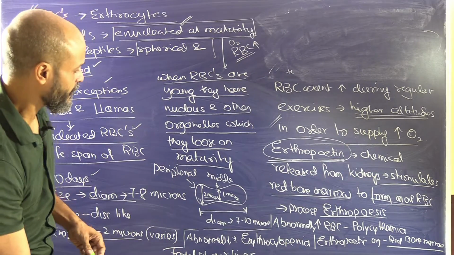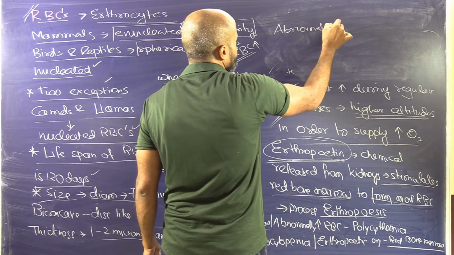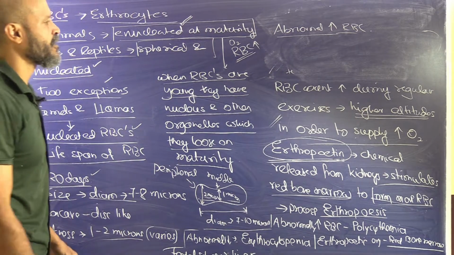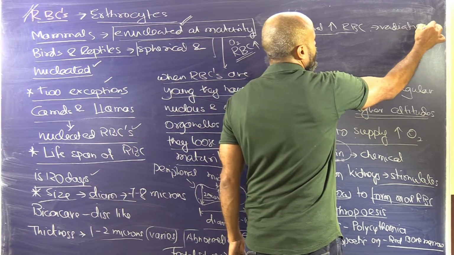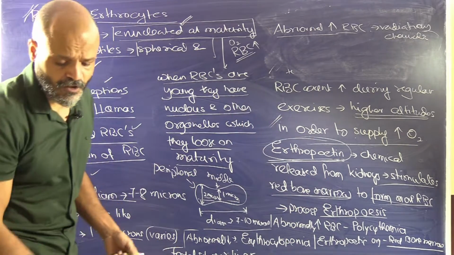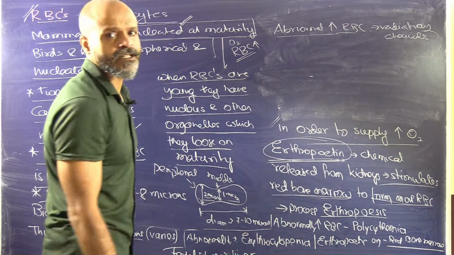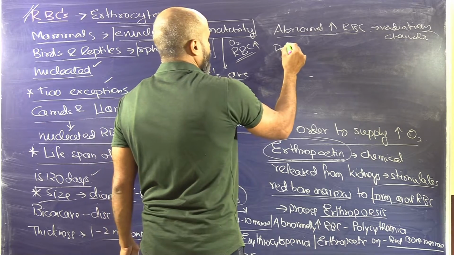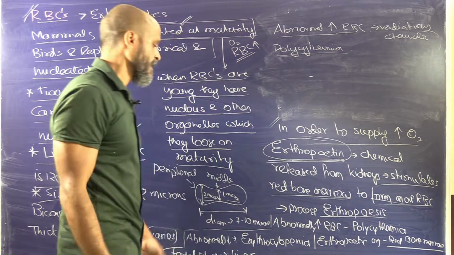But let's say we have an abnormal count of RBCs. Sometimes the RBC count rises abnormally, and that could be due to exposure to various radiations or maybe chemicals. In this case the increased RBC count is not required, however it increases abnormally. This condition is called polycythemia, an abnormal condition.